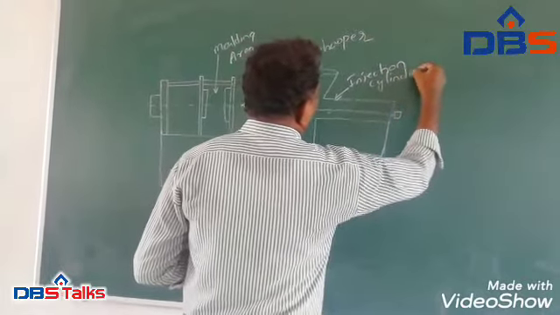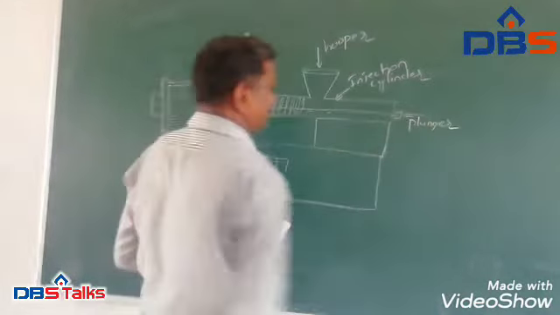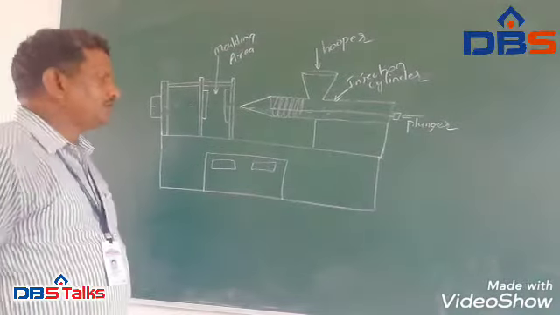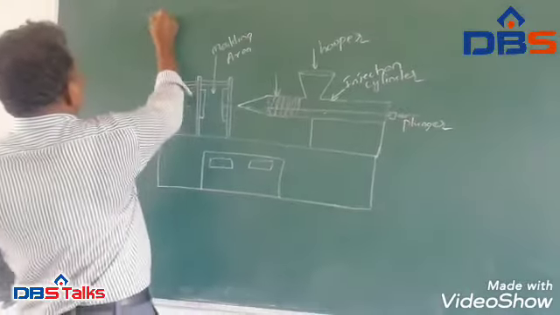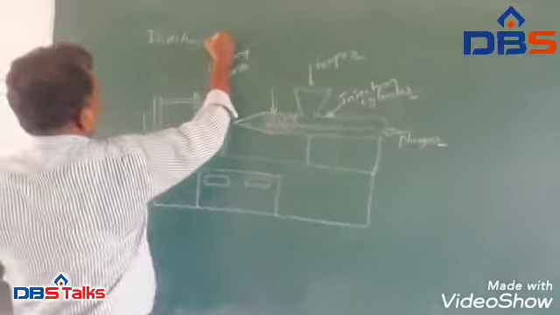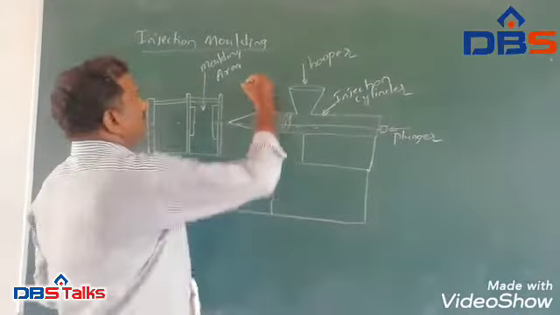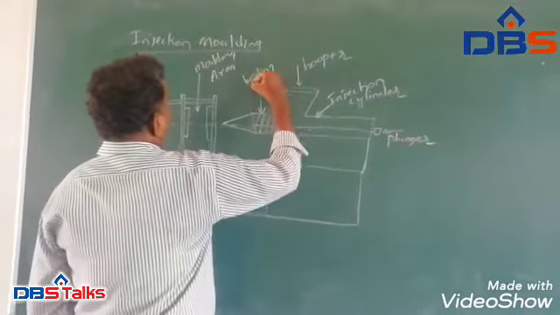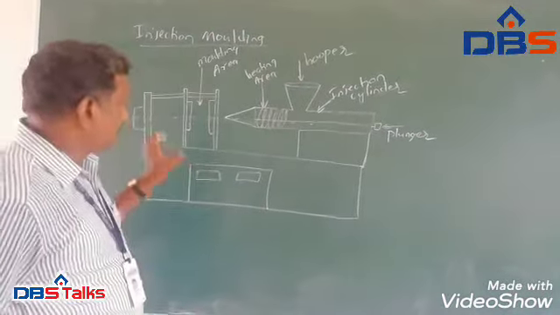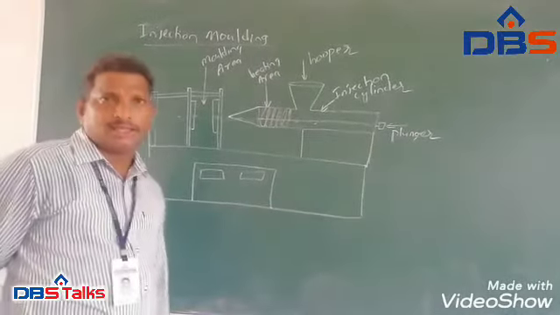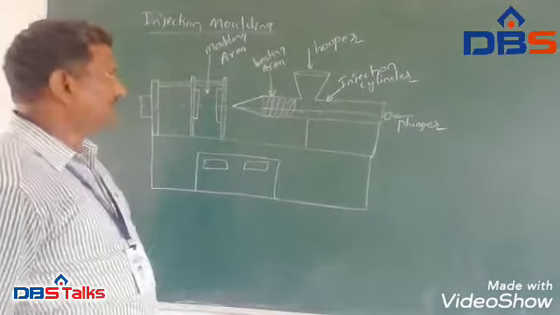Injection cylinder, and this is the plunger. This is the plunger. We are seeing a schematic diagram for the injection molding. This is the heating area. Heating area. The schematic diagram represents the method of producing components by using injection molding.